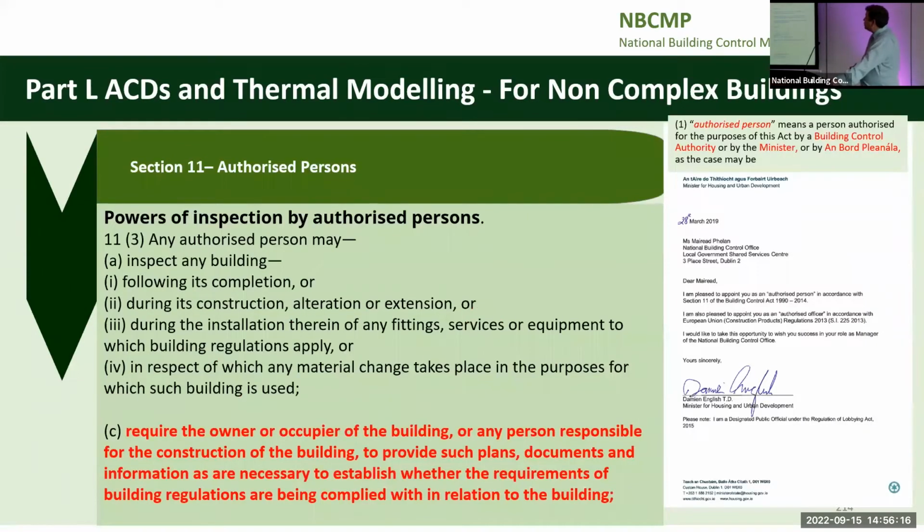So, authorised officers: all building control officers are authorised under Section 11 of the Building Control Act, and they can require the owner or occupier of a building, or any person responsible for the construction of the building, to provide such plans, documents, and information as are necessary to establish whether the requirements of the building regulations are being complied with in relation to that building.